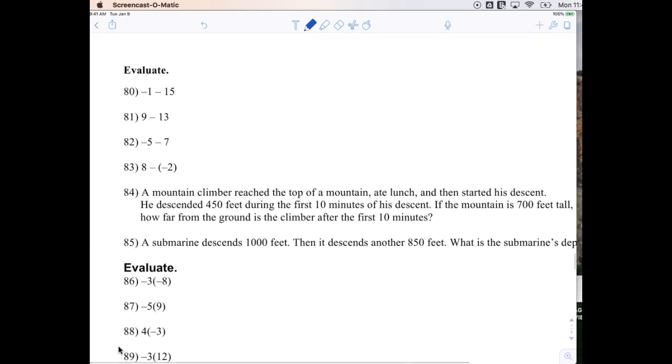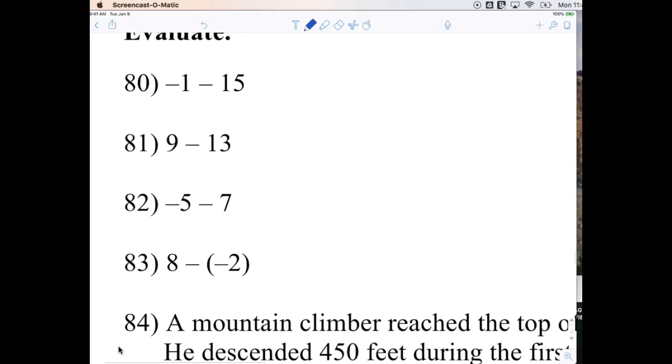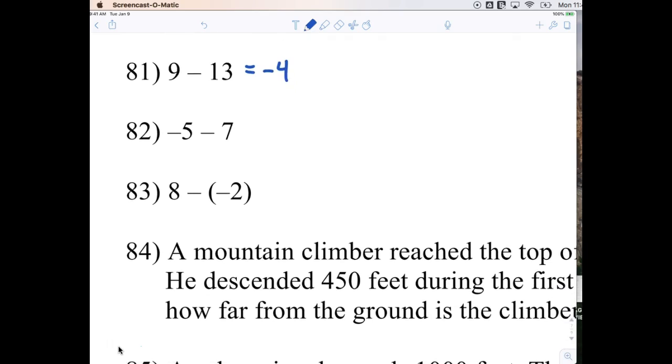Now, here we go. Next part. Negative 1 minus 15 is what? Negative 16. This should all be done without a calculator. 9 minus 13. Negative 4. Negative 5 minus 7. Negative 12. Now on this one you have to be careful because the double negatives make a what? Make it positive.